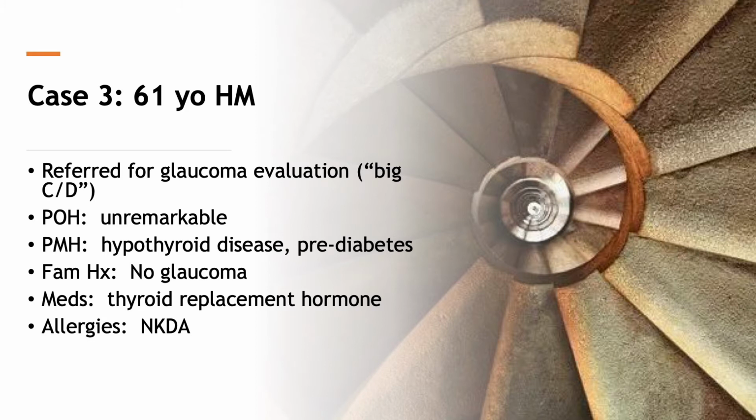So, a 61-year-old Hispanic man who got referred to me for a glaucoma evaluation because he has big CD ratios. Pretty typical referral that I get in my service. His ocular history is unremarkable, and his medical history is significant for hypothyroid disease. He takes a thyroid replacement for that, and he's pre-diabetic, just managing with exercise and diet control. No glaucoma in his family and nothing else to really worry about.